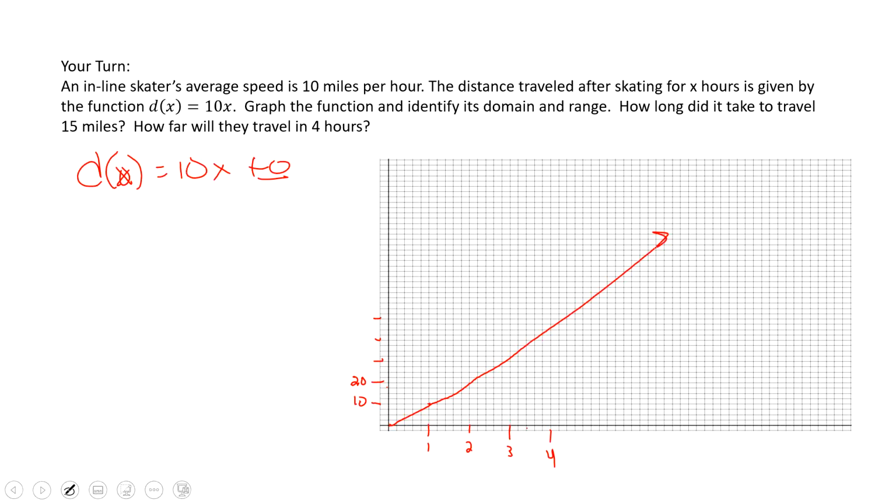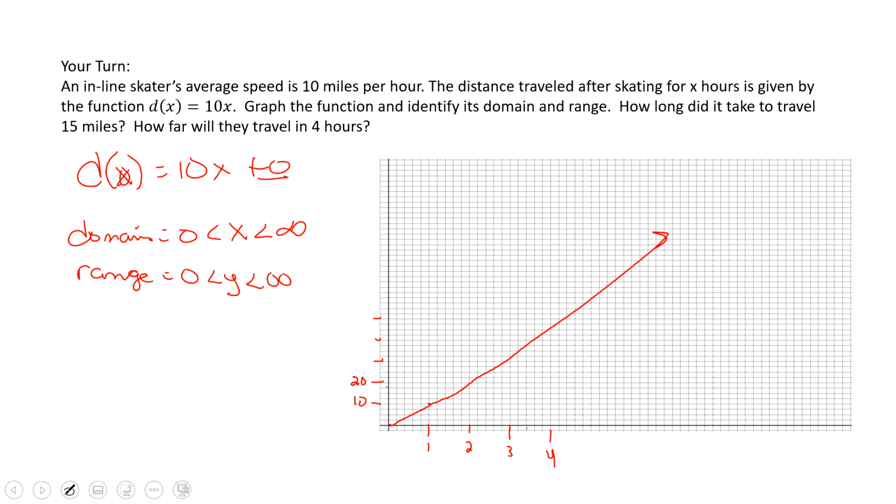So, domain. Again, I've already said it starts at 0. We're going from 0 to 0, so my domain is 0 is less than x, less than positive infinity. We can travel forever. Range, again, 0, less than y, less than positive infinity. We can be an infinite amount of miles away. Does that make sense? Okay.